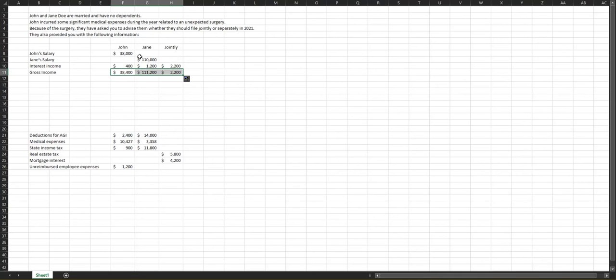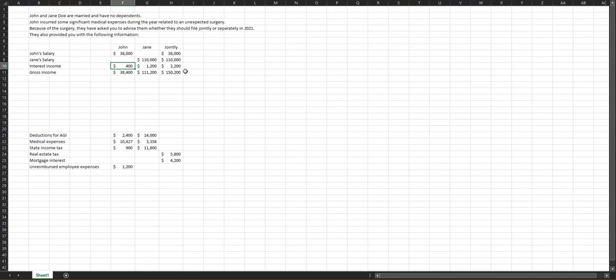We also know that when they file jointly, their incomes are also going to add up, so we'll need to carry this information over. So that'll tell us their joint income. But we do need to adjust this interest income a little bit, because this needs to be distributed amongst these two.